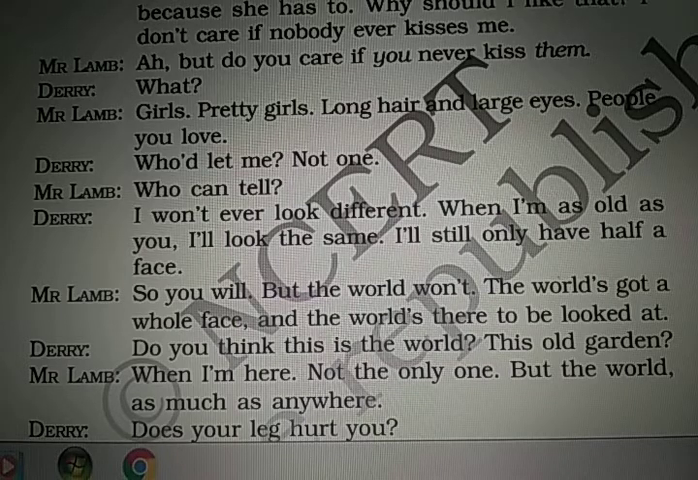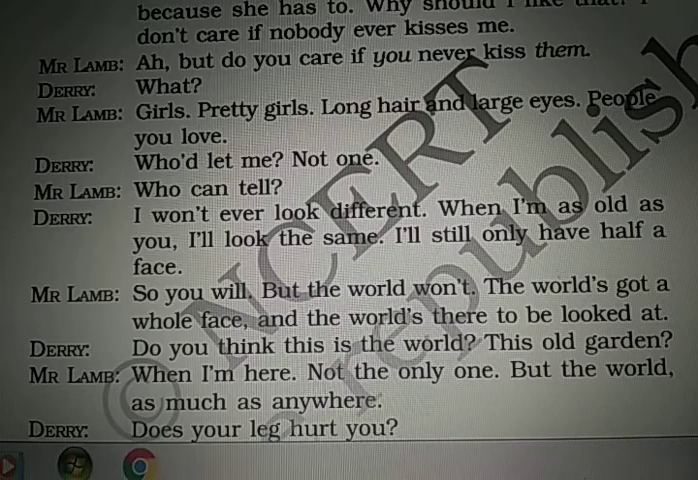Daddy says, I won't ever look different. I won't change. When I'm as old as you, I will look the same. I will still only have half a face. Mr. Lamb says, so you will. Yes, you will be grown up and you won't change, but the world won't. It means you will have half a face, but the world is not having half a face. The world has got a whole face, and the world is there to be looked at.